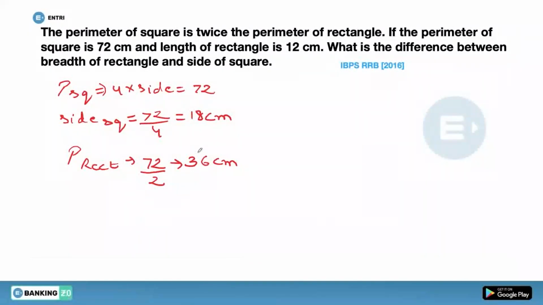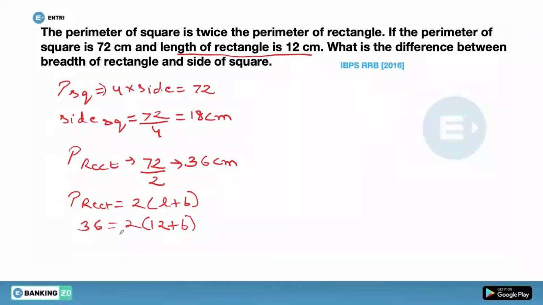Fine. Now this is going to give you the breadth. How? We are given that the length of the rectangle is 12 centimeter, and I clearly know that the perimeter of the rectangle is equal to 2 into (L plus B). What is the value of the perimeter of the rectangle? It is 36 equals 2 into (12 plus B), where 12 is the length and B is the breadth.